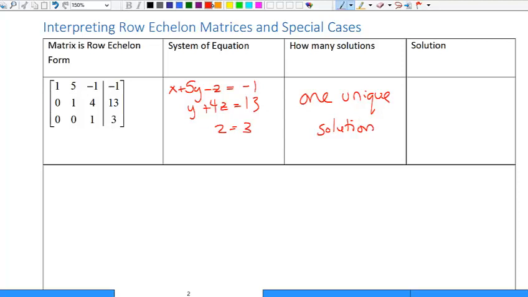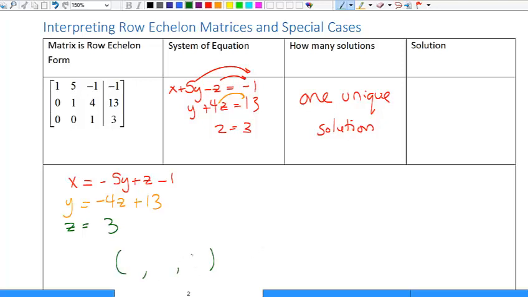So if I use the space down here to try to solve it, I'm going to move these two to the other side to get negative 5y plus z minus 1. On the next equation, I'm going to move the z over, so I get y is equal to negative 4z. Moves across the equal sign, so it changes sign. And then the last one, z equals 3. So I have a solution for z.